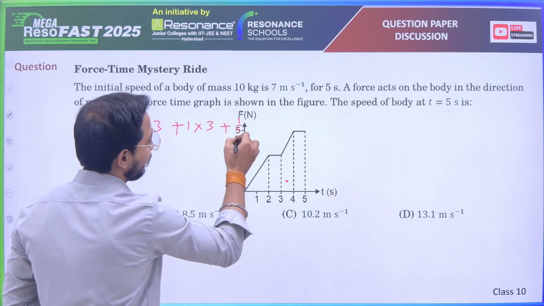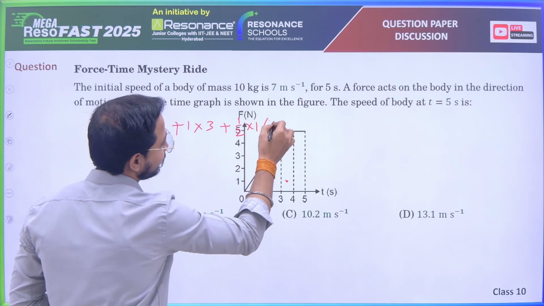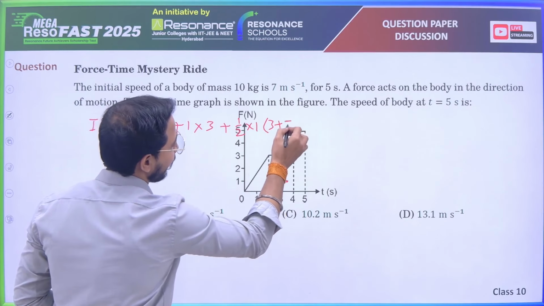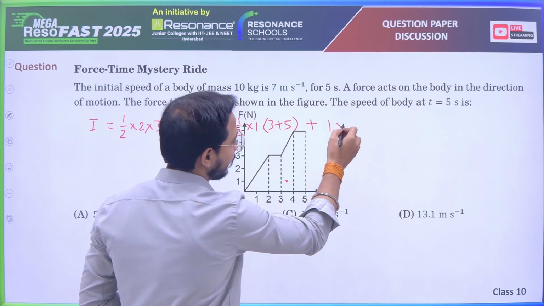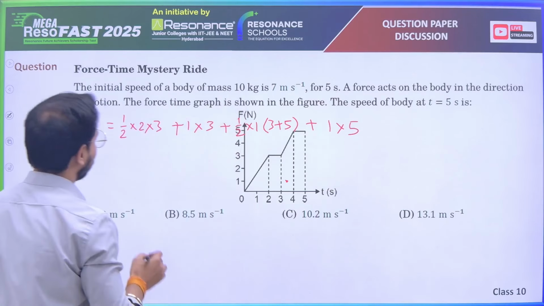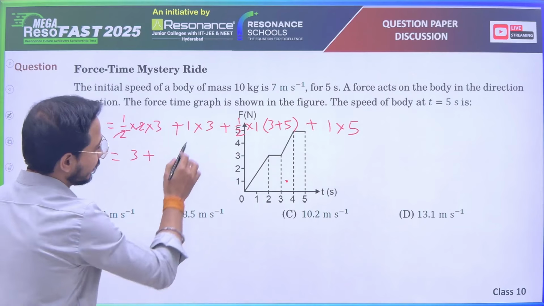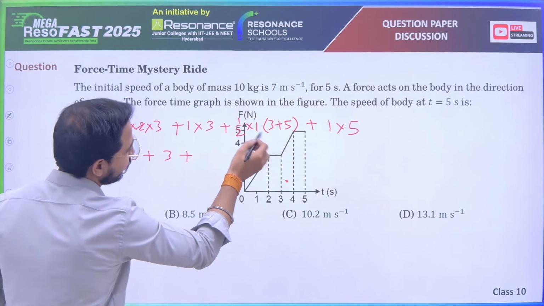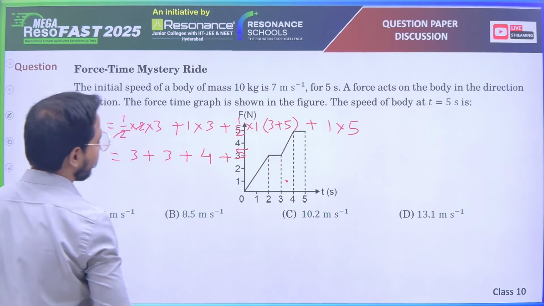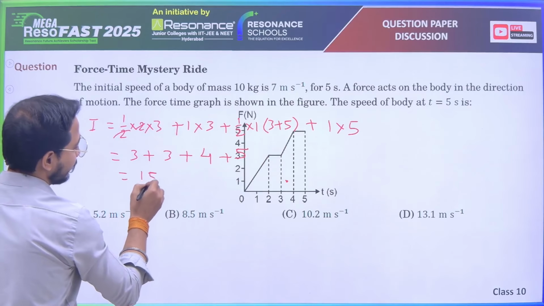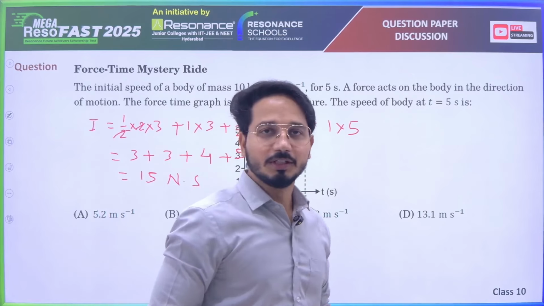So I can write half into height 1, bracket base 1 is 3 plus base 2 is 5, plus next is a rectangle, so length 1 into the base 5, right? Calculating this, we get 3 plus 4, 5 plus 3, 8, 4 plus 5. So it came as 15 Newton second. This is the impulse we have calculated.